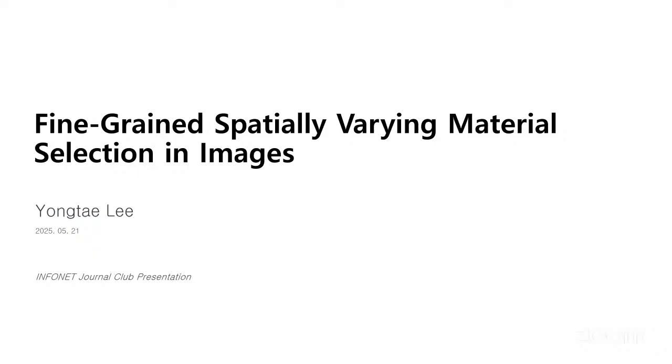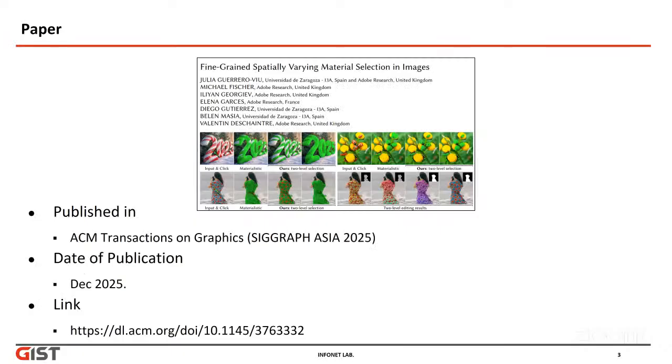Okay, I will start my journal club presentation, and the paper's title is Fine-Grained Spatially Varying Material Selection in Images. I will explain why I chose this topic. This was not actually my interested topic, but I found this paper while searching for information for computer vision class, and I think this is something interesting. So I'm going to make a presentation.